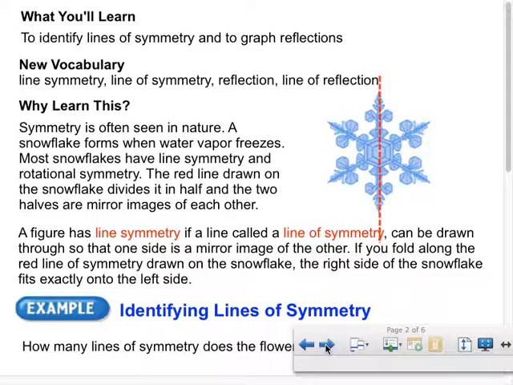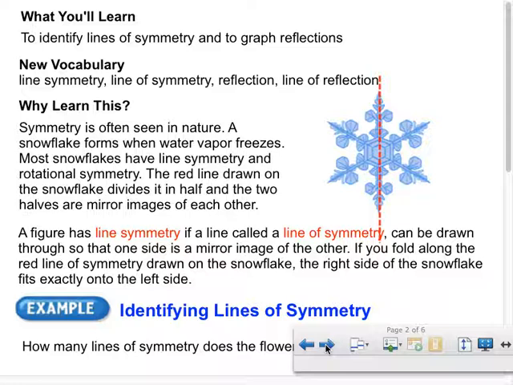What you'll learn. To identify lines of symmetry, graph reflections, vocabulary, line symmetry, line of symmetry, reflection, line of reflection. Why learn this? Symmetry is often seen in nature. A snowflake forms when water vapor freezes. Most snowflakes have line symmetry and rotational symmetry. The red line drawn on the snowflake divides it in half, and the two halves are mirror images of each other.